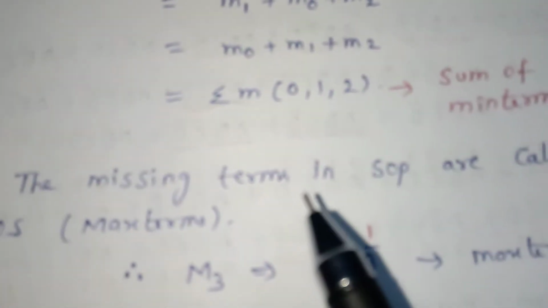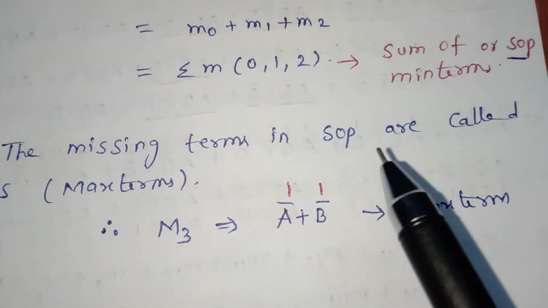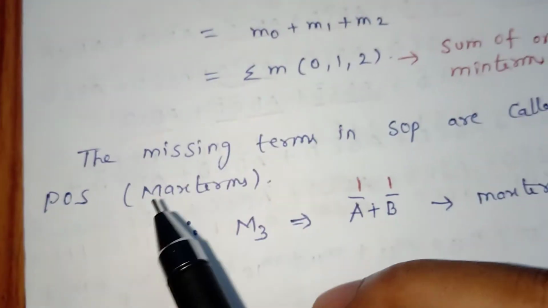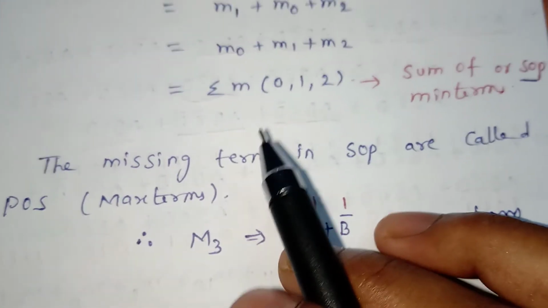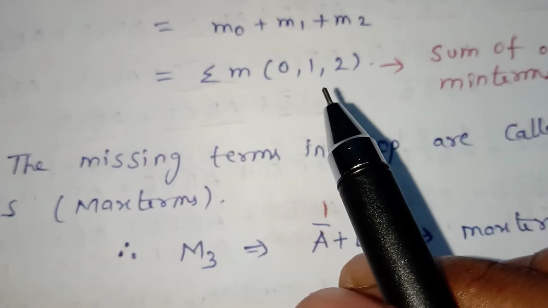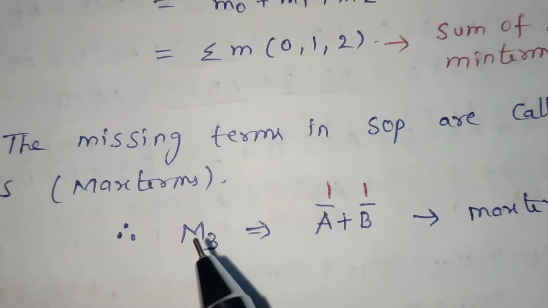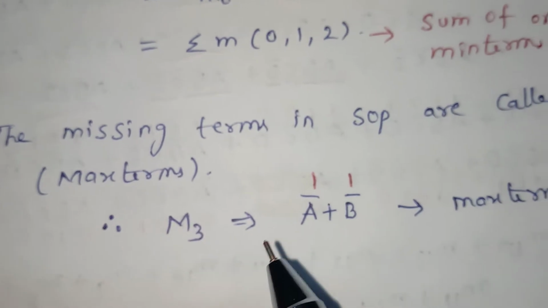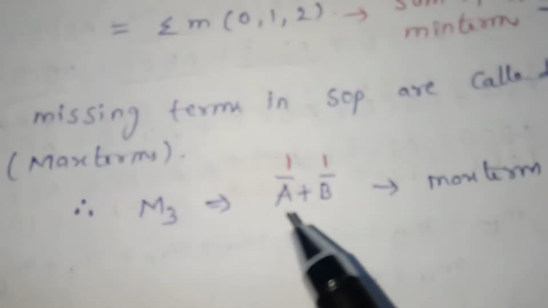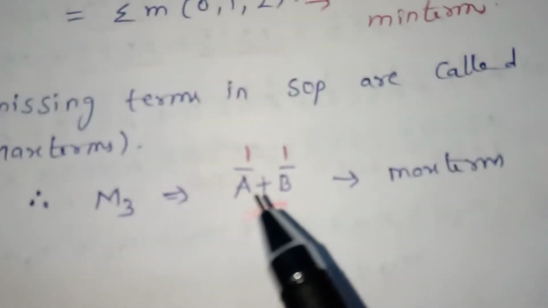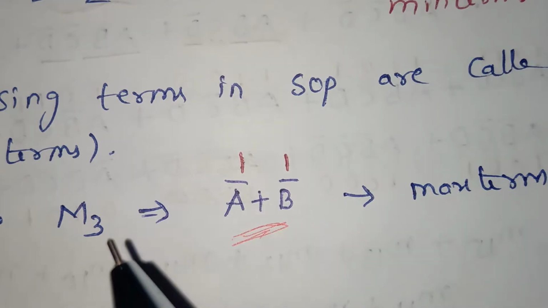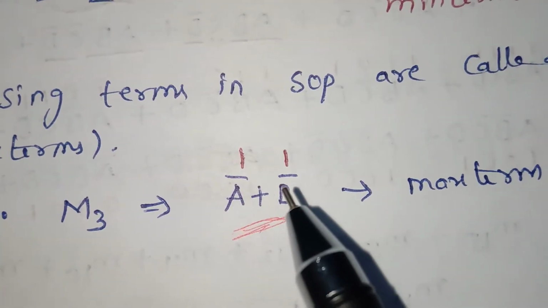Now we know that the missing terms in SOP are called POS, that means maxterms. What is the missing term in this? 3 is the missing term. Therefore capital letter M3 is the missing term. That means A bar plus B bar is the product of sum term, that means maxterm. Is it clear? M3, therefore A bar plus B bar.